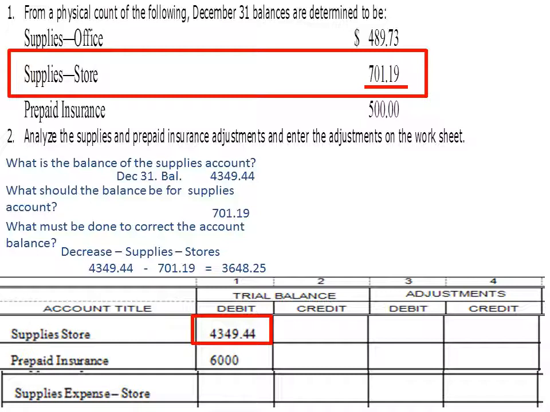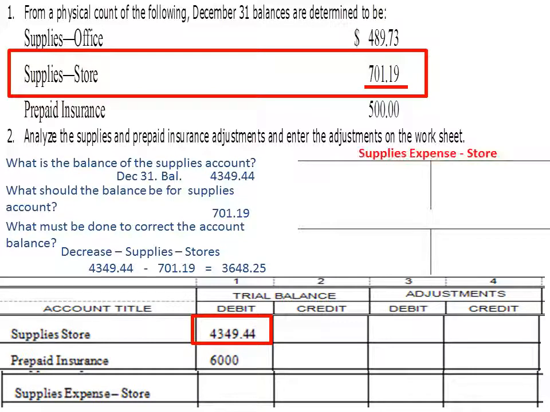We need to figure out how much we used. We started with $4,349.44. We ended with $701.19 worth of supplies for the store. So that means that we used $3,648.25 worth of supplies. Now that we've figured out how much supplies we've used, we have to make the appropriate adjusting entries.